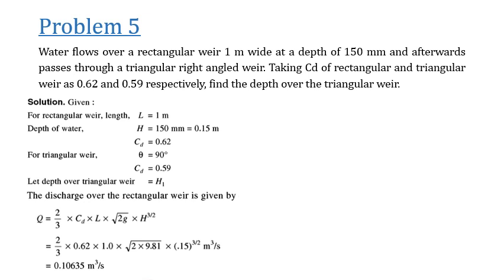So the head of water over the rectangular notch is given as 150 millimeters, and its length is 1 meter. From the known data, we can calculate the discharge, and the same discharge is going to pass through the triangular notch. In your case, notch and weir are the same. So rectangular CD is 0.62. The length is 1 meter, under root 2g, and the head of water was 150 millimeters, so 0.15 meter power 3 by 2. Solving that, you'll get the discharge value.